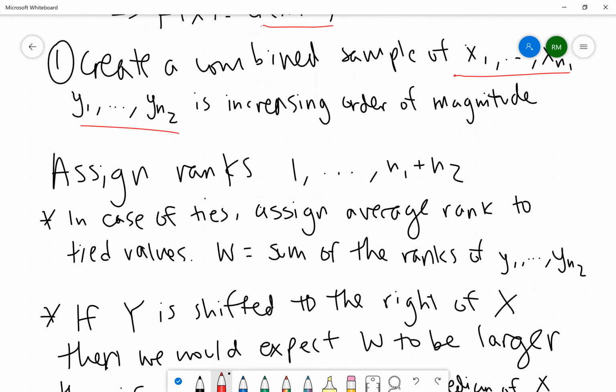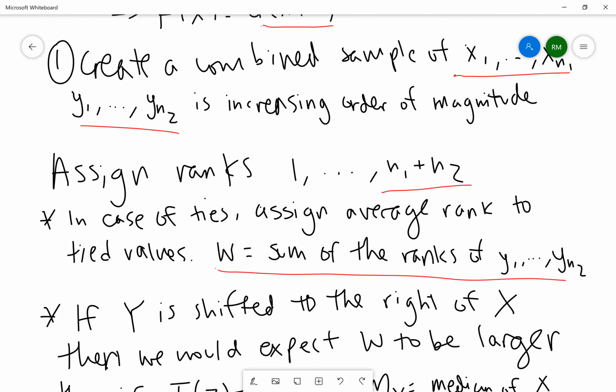So we write their ranks. 1 is the smallest, n1 plus n2 is the biggest. In the case of ties, you take all the numbers that tied and you average the ranks that you would have given them, and you give them all the same rank. And you let W equal the sum of the ranks of just the Y values. So once we ranked them all, we kept track of which ones came from the X distribution and which ones came from the Y distribution, and we're going to add the ranks of the ones from the Y distribution.